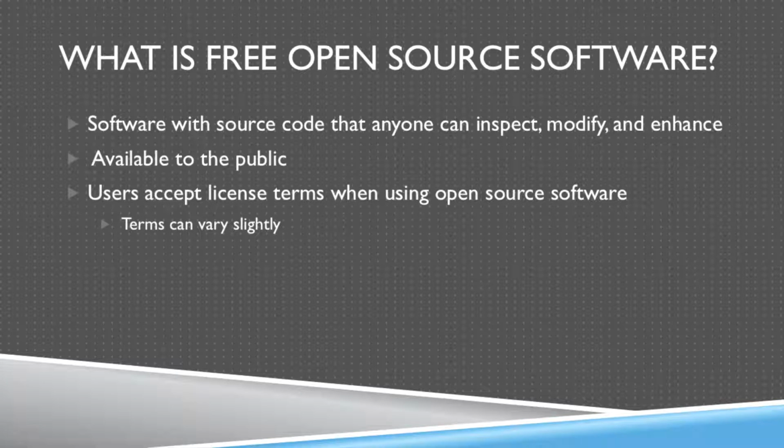And users accept license terms when using open source software. Most of the terms say that you can do whatever you want to the source code, but some terms add the stipulation that if you do modify the source code and publish it, you have to also publish the original source code alongside the modified version so that people can compare and see what you changed.